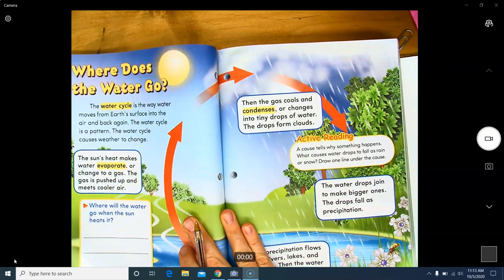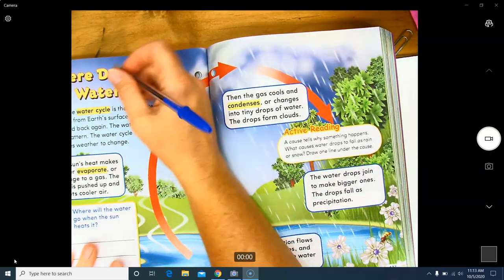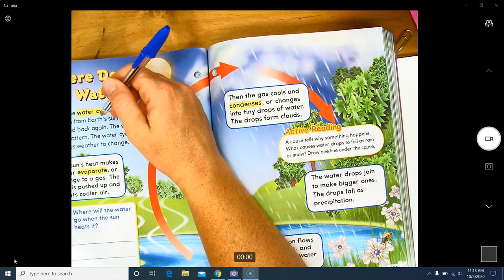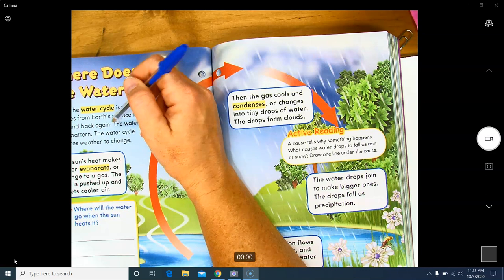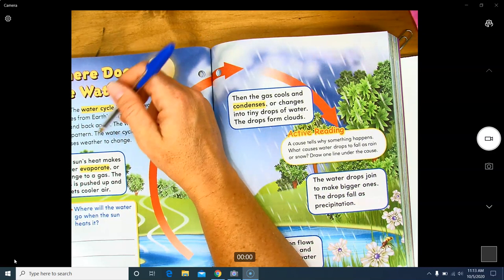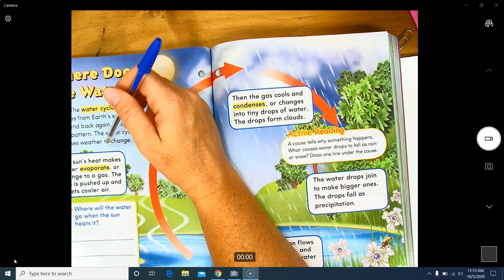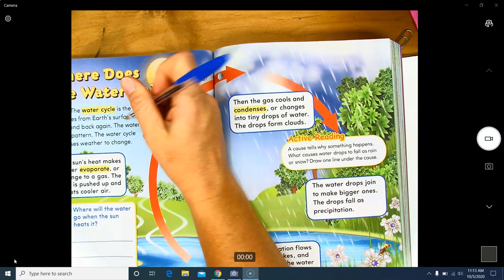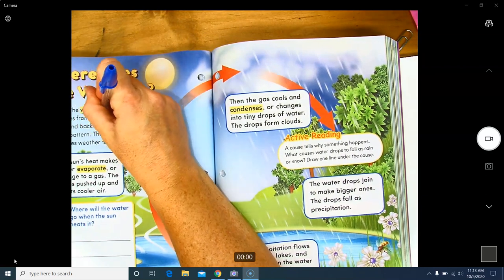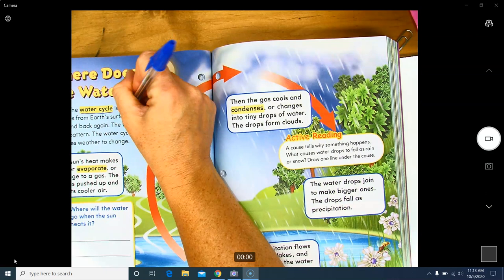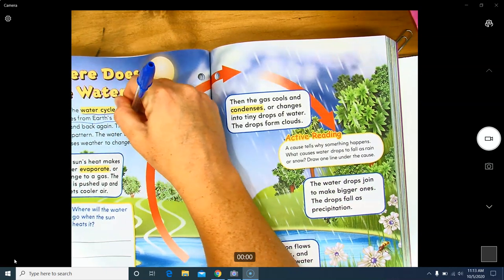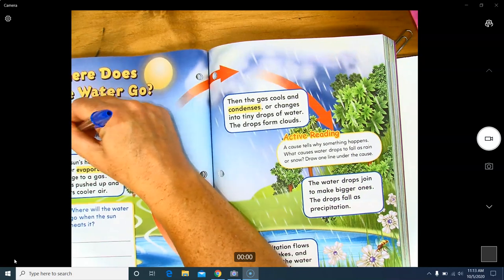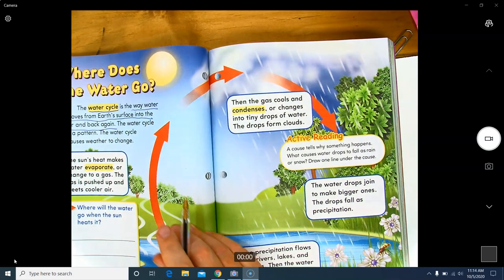Where does the water go? The water cycle is the way water moves from Earth's surface into the air and back again. The water cycle is a pattern. The water cycle causes weather to change. So make sure you pay attention to this. The water cycle is the way the water moves from Earth's surface into the air and back again. Okay?